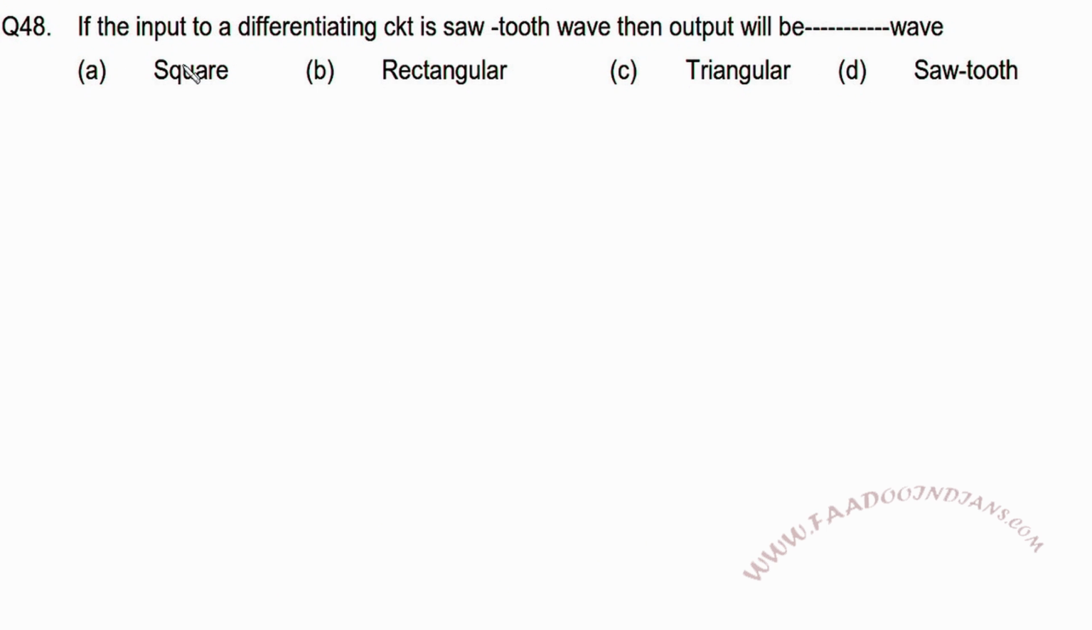48. If the input to a differentiating circuit is a sawtooth wave, then the output will be dash wave. Square, rectangular, triangular, sawtooth. So the answer here is square wave. The output will be square.